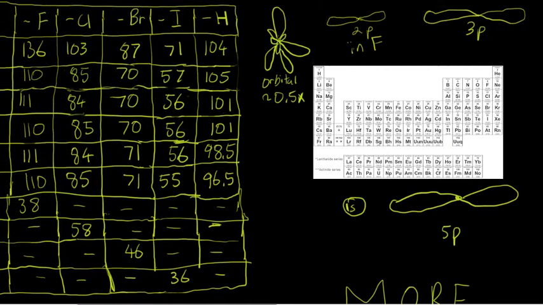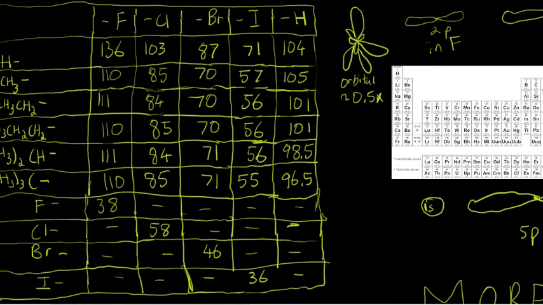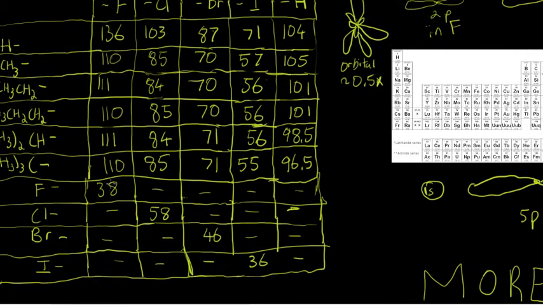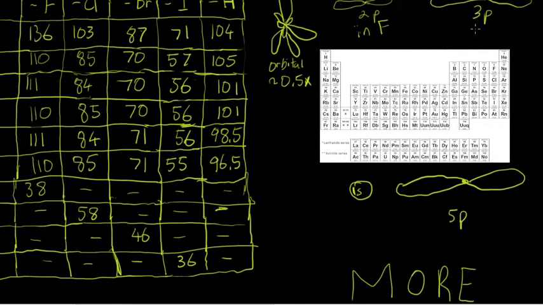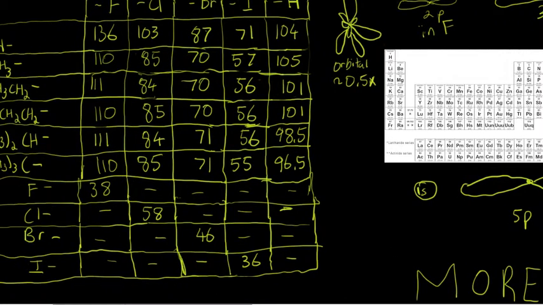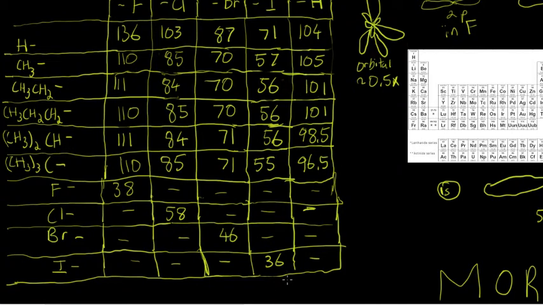Now when you look at the X2 bond here, the bond between fluorine and fluorine, chlorine and chlorine, bromine and bromine, and iodine and iodine, you don't really see much of a trend. It goes up from 38 to 58, but then down to 46 and down to 36. So there doesn't seem to be a consistent trend going down the periodic table. So that doesn't really have an influence on the energetics of radical halogenation.